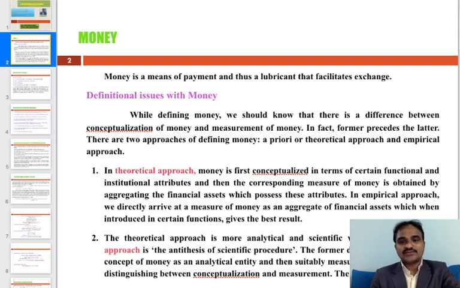The theoretical approach is more analytical and scientific, whereas the empirical approach emphasizes a scientific procedure. The former develops an appropriate concept of money as an analytical entity, then suitably measures money, thus clearly distinguishing between conceptualization and measurement. The latter does not.